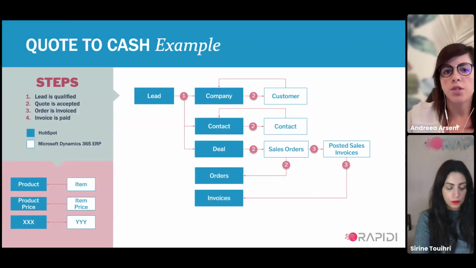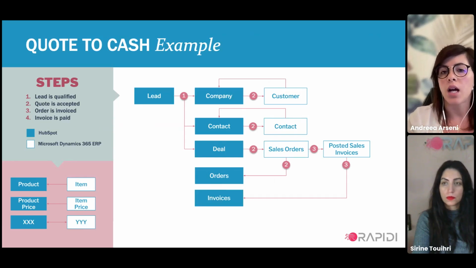Here we have a quote-to-cash example. As we know, the general quote-to-cash scenario is that the lead is qualified. Then we have a quote which is accepted. The order gets invoiced, and in the end, the invoice gets paid. So of course you have the lead, and this actually triggers the creation of a company and a contact. So you have a new company in HubSpot, and you want to send that over to your ERP.